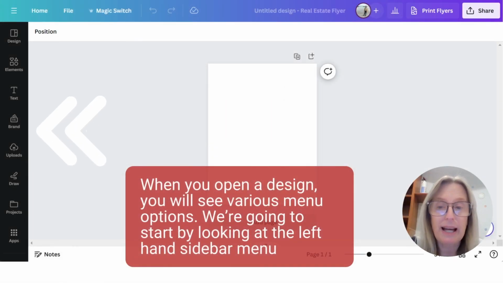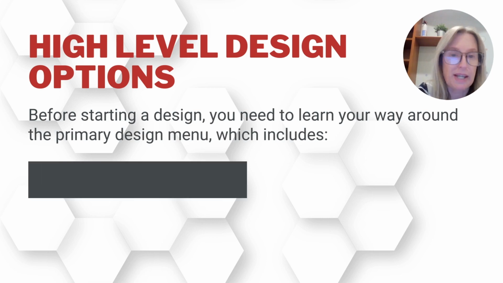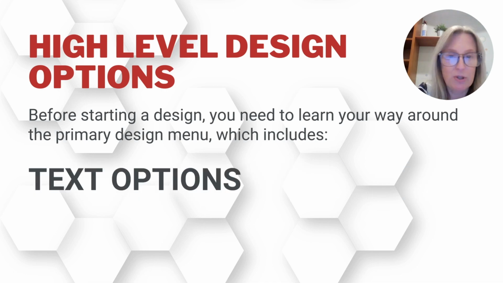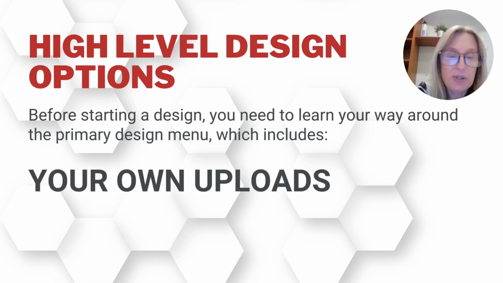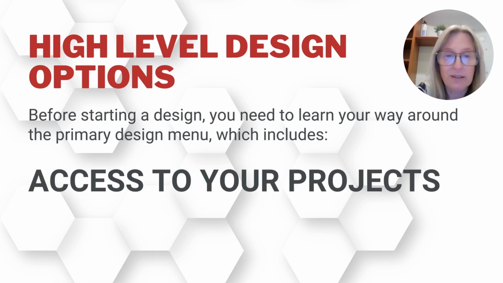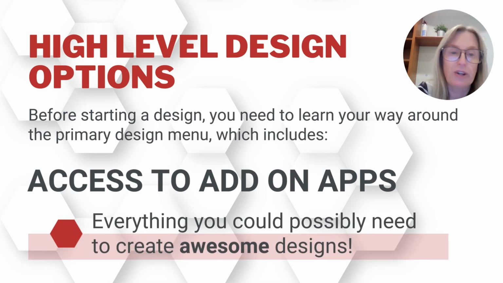When you first open a design in Canva, you'll see your canvas, and you'll also see various menu options around the screen. We're going to start by taking a look at the items in the left-hand sidebar menu. Before starting a design, you need to learn your way around the primary design menu, which includes design templates, graphic design elements, text options, brand kit, which is a pro feature, your own uploads, drawing tools, access to your projects, and access to add-on apps. Everything you could possibly need to create awesome designs.